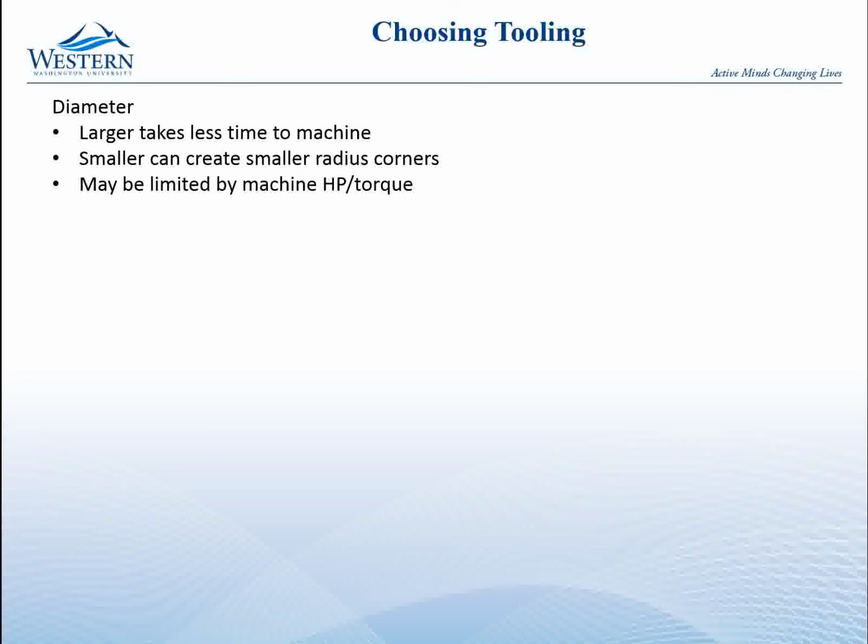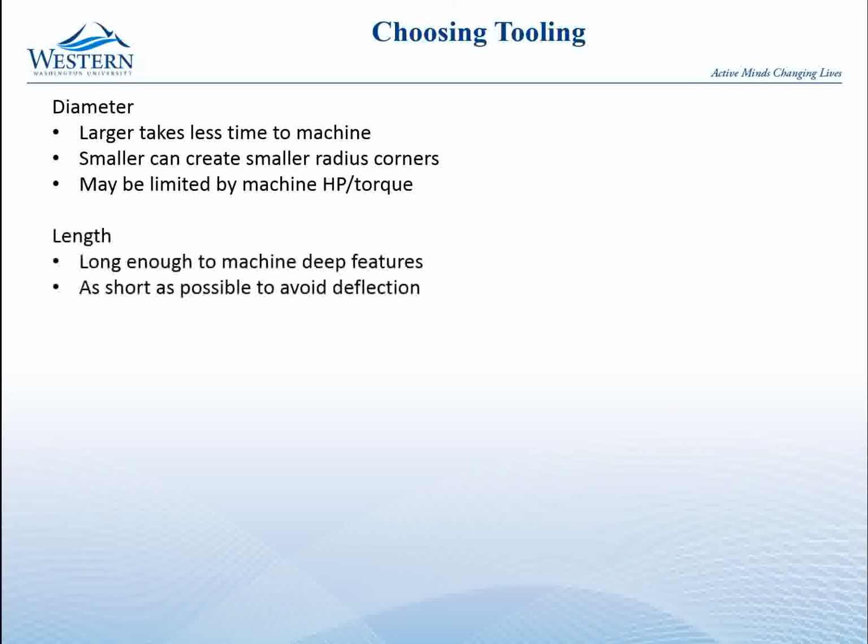And finally, it may be limited by the machine's horsepower and torque capabilities, so you may not be able to turn that really big tool because the moment arm is too big, and so you have to just use a small tool. You choose the length of the tool, so you need it long enough to get to the depth of the features. We've had several parts, especially on the cylinders, where we had to get a longer tool to be able to cut the entire height of the cylinder at the same time. But you want the tool to be as short as possible so that it won't deflect.